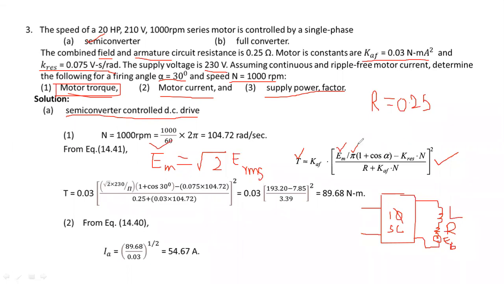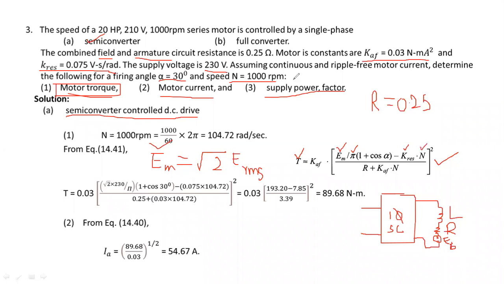Cos alpha, here what is alpha? Alpha is 30 degrees, so we will get the cos 30 value. Similarly, K residual is also given, which is 0.075 volt-seconds per radian. And the speed is also given, which is 1000 RPM.